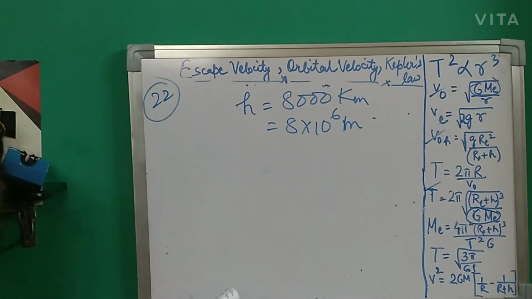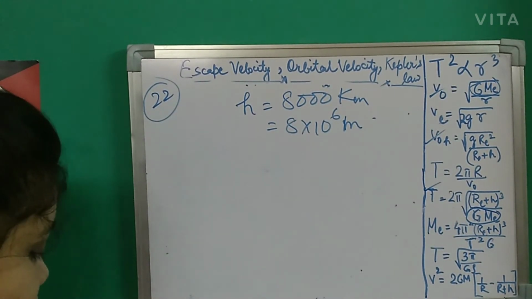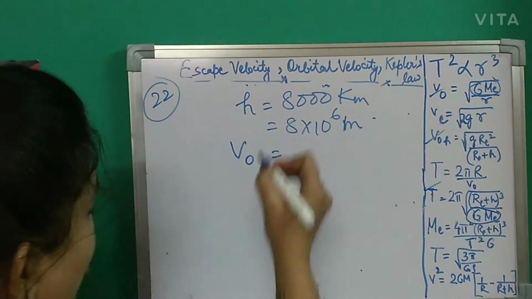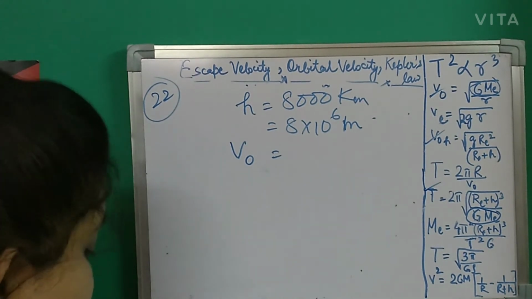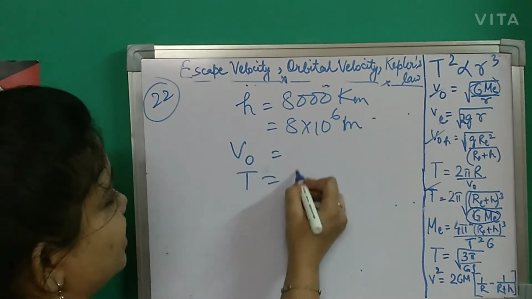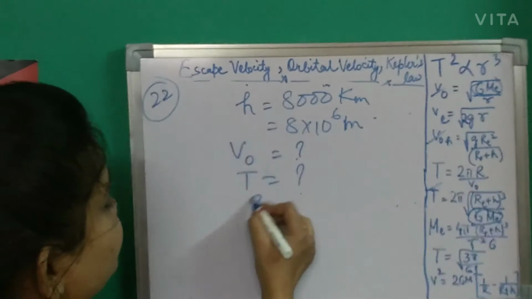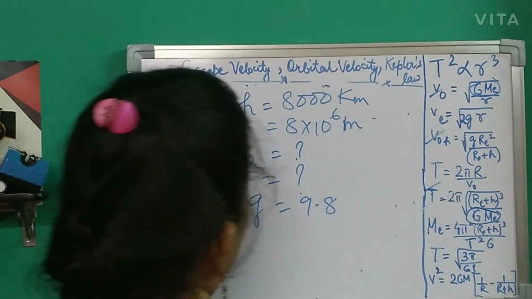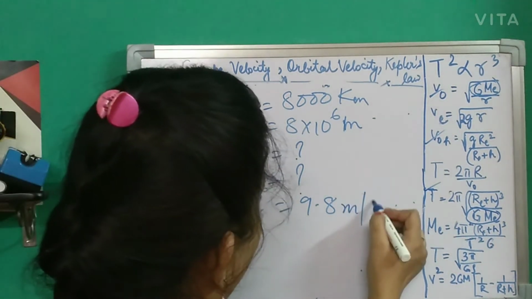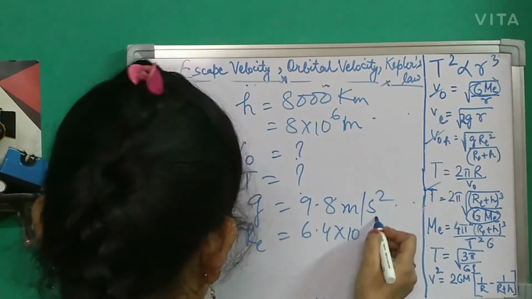With what speed should this satellite be projected in the orbit? That means you have to find out the orbital velocity of the satellite. What will be the period of revolution? Obviously, T is asked. These two quantities are asked. What are the quantities given? G is given as 9.8 meter per second square, and RE is given as 6.4 into 10 power 6 meter.